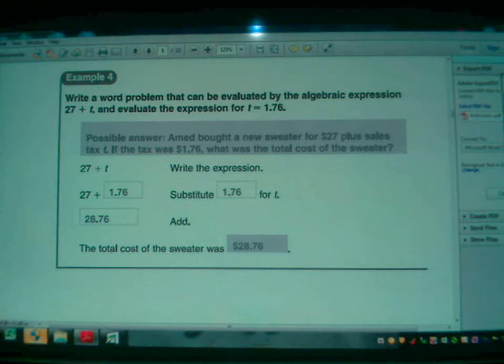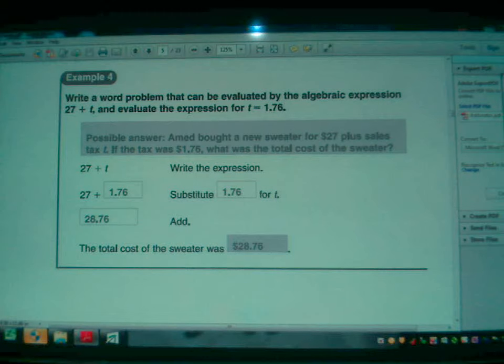Okay, let's look at number 4 here. It's asking me to write a word problem that can be evaluated by the algebraic expression 27 plus t, and then we're supposed to evaluate the expression for t equals 1.76. So we have to come up with a problem that's going to somehow work with that type of number.